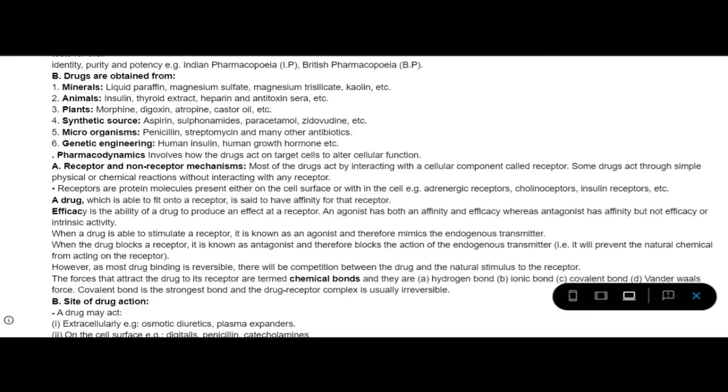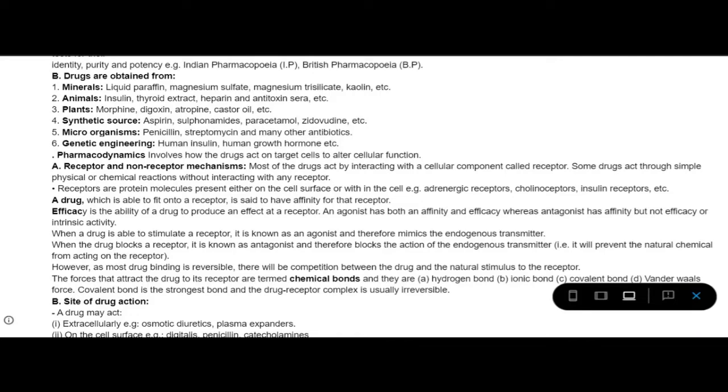In animals, we get insulin, animal thyroid extract, heparin, and toxins, etc. Those are kinds of drugs you get from animals. If you've ever heard of albumin, it's also got from animals, and human albumin. Plants, for example, you make morphine from plants, digoxin from plants.